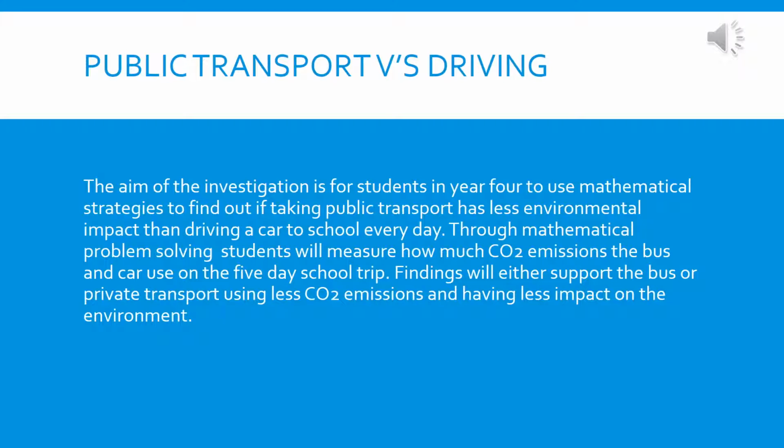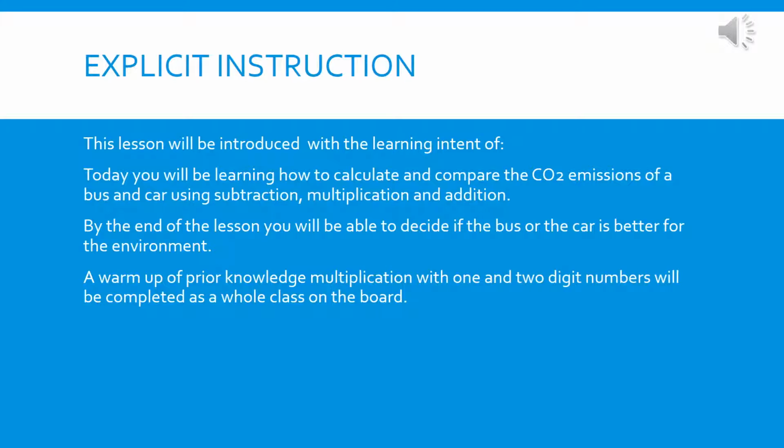Beginning the lesson with an explicit instruction focus of, today you will be learning how to calculate and compare the CO2 emissions of a bus and car using subtraction, multiplication and addition, will allow the students to know exactly what they will be learning. By providing an expected outcome of, by the end of the lesson you will be able to decide if a bus or a car is better for the environment, children know what they are working towards and what they must achieve.